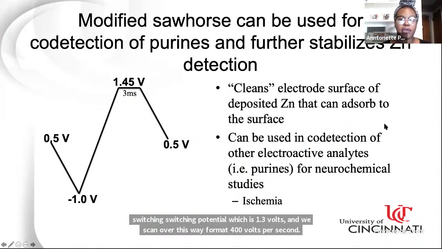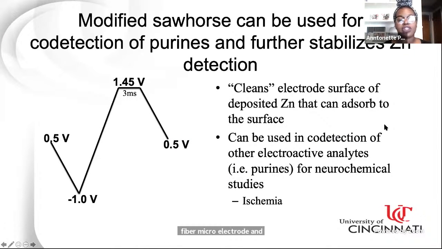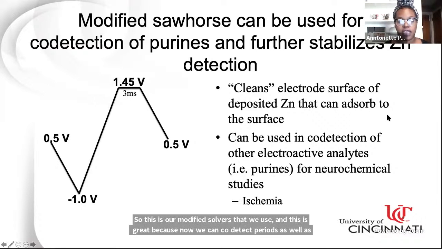So this is our modified Sawhorse waveform that we use. And this is great because now we can co-detect purines as well as further stabilize detection of zinc. We capture the zinc reduction peak between 0.5 and -1, and then we ramp up to 1.45 volts and hold for 3 milliseconds. And this gives time for the cleaning of the electrode surface, since zinc likes to deposit on the surface of a carbon fiber microelectrode. And the reason why we want to co-detect purines, that I will go into a little bit in the next slide, is because we would like to study further ischemia and zinc and purine correlation with that. Next slide.